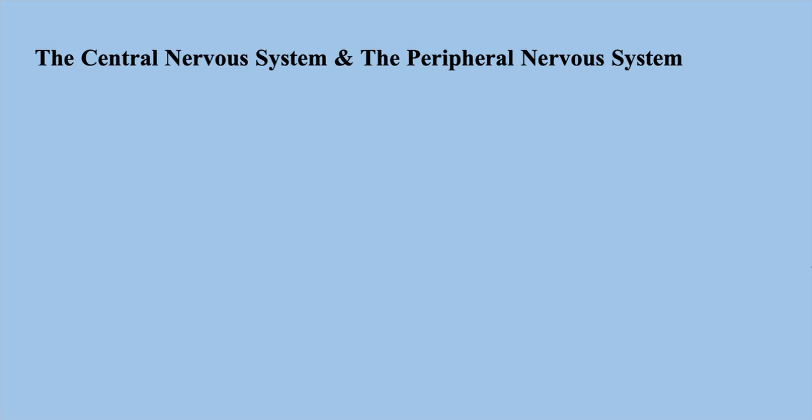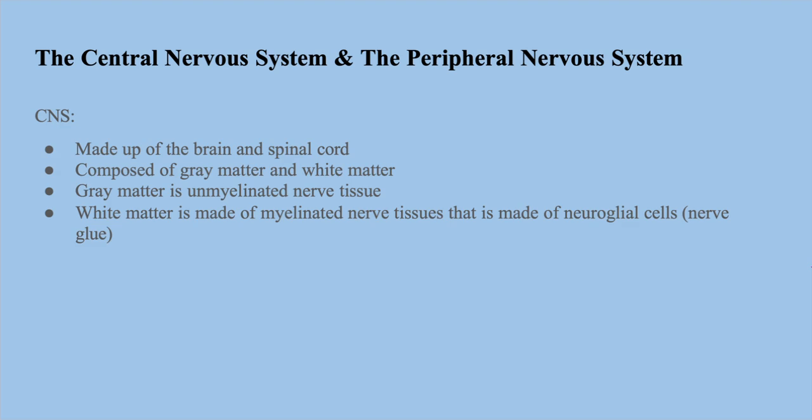So next we're going to be talking about the central nervous system, CNS, and the peripheral nervous system, which is the PNS. First, the CNS, which is, as we talked about earlier, comprised of the brain and spinal cord. And these individual parts are further composed of gray matter and white matter. Gray matter is unmyelinated nerve tissue, while white matter is myelinated nerve tissue.